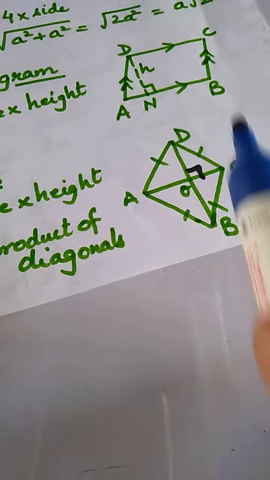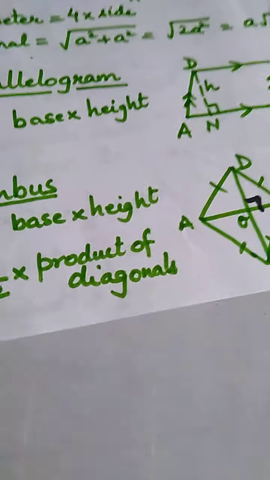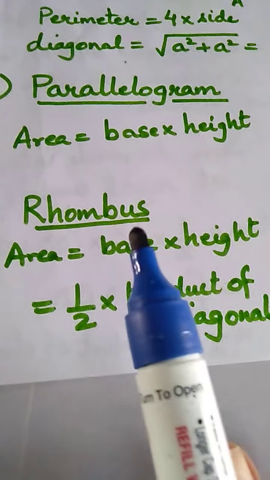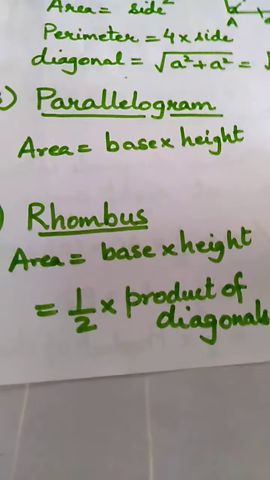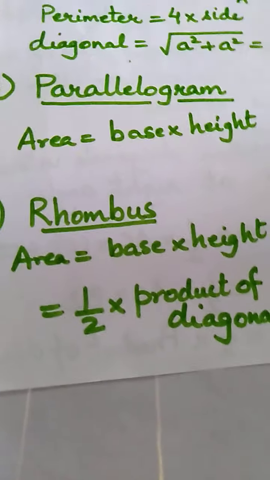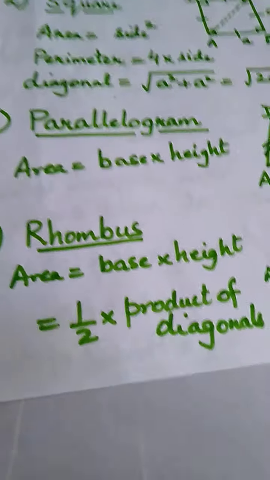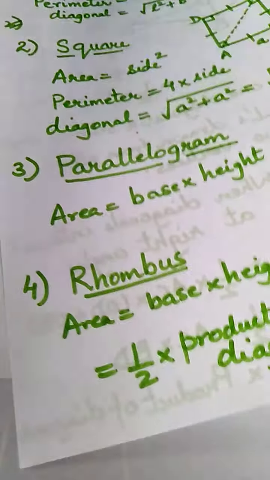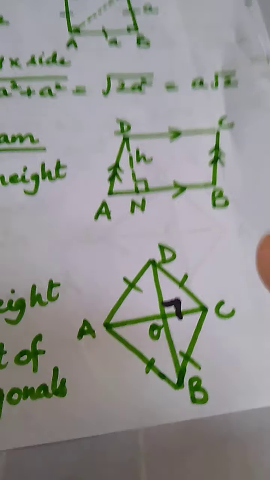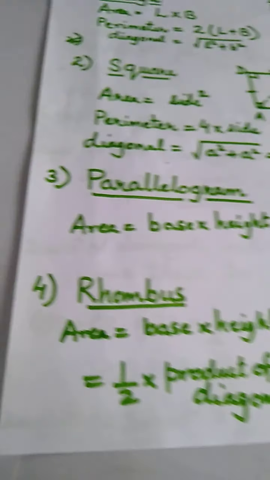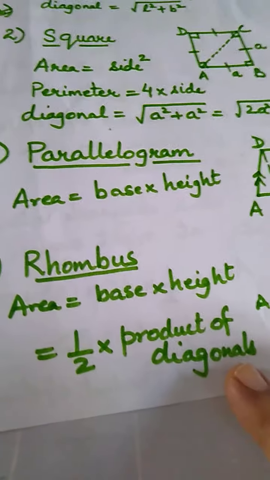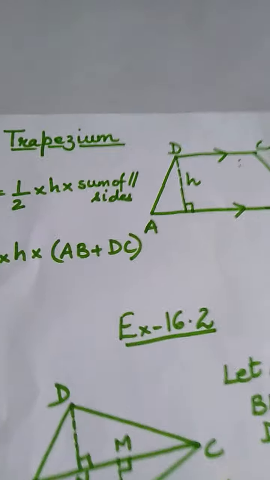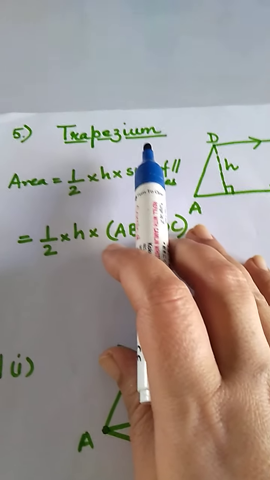A rhombus is a special kind of parallelogram. It is a parallelogram also. So we can also apply the formula: area of a rhombus is base multiplied by height. Clear? Why base into height? Because the opposite sides are parallel and equal, and it has all the properties of a parallelogram. So in a rhombus we can apply two formulae, base into height and half into product of diagonals. Now coming to the next type of quadrilateral, which is the trapezium.